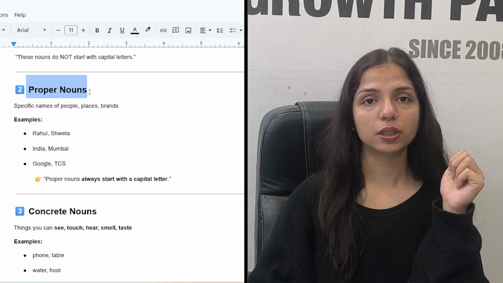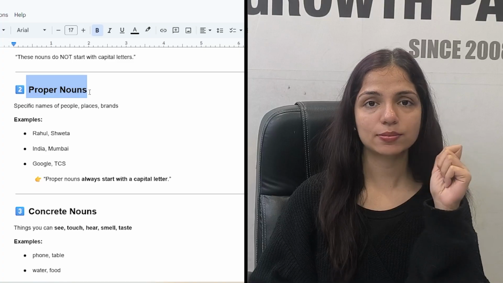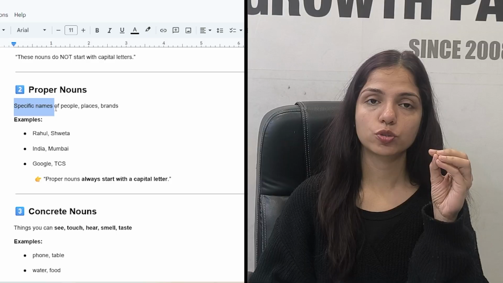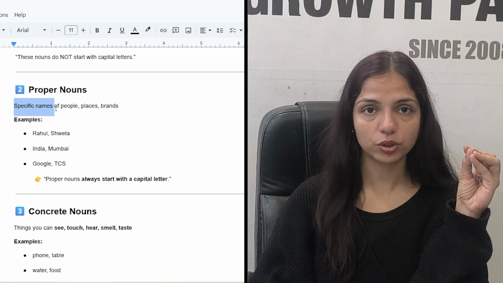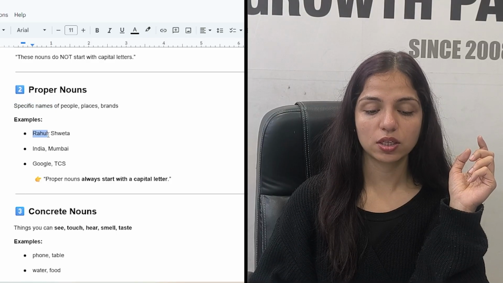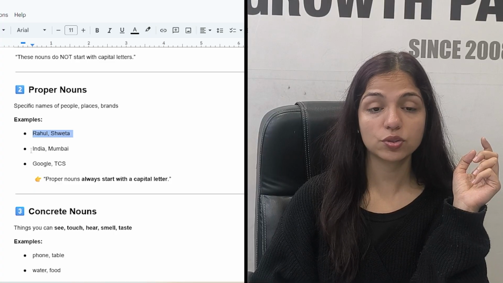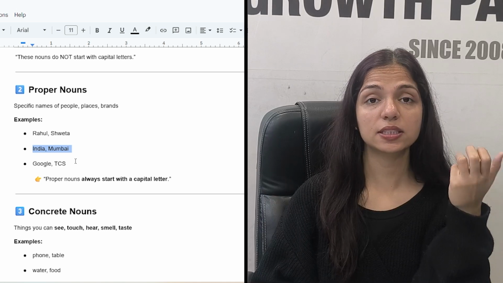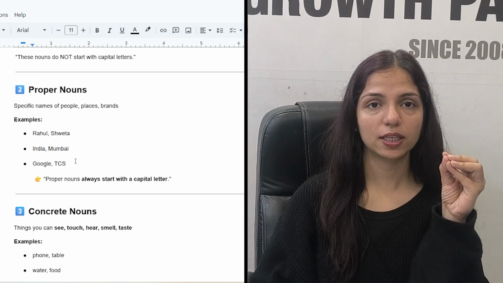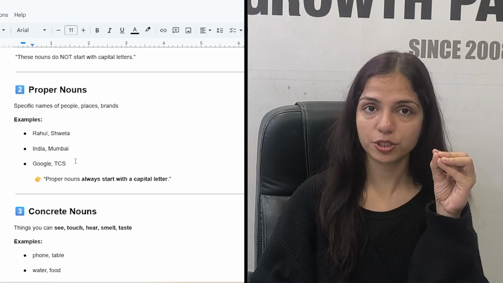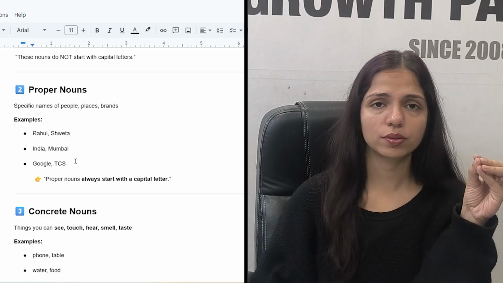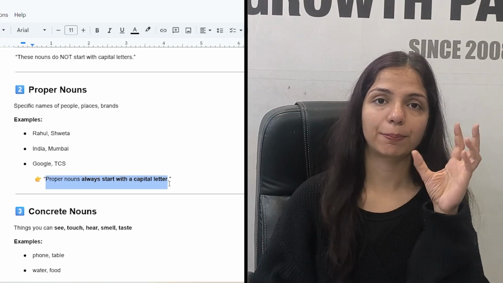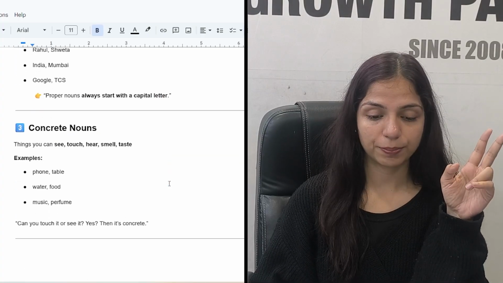Next is proper nouns. What are proper nouns? As the word suggests, proper nouns are the specific names of a person, place or thing, or whichever noun you are talking about. So if you say Rahul, or Shweta, India, Mumbai, Google, TCS, what are these? These are the names. These are the specific names of a particular thing or a person or an animal, or whatsoever you are talking about. So proper nouns always start with a capital letter. This you have to remember.